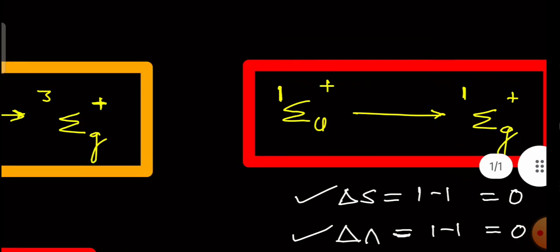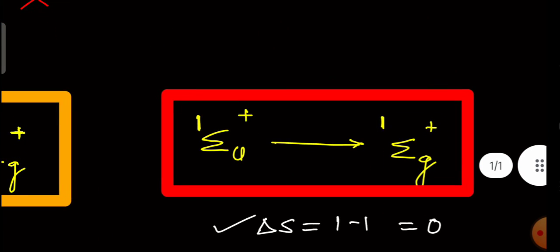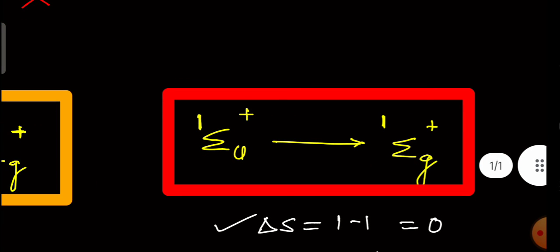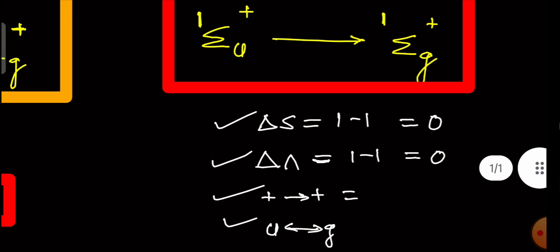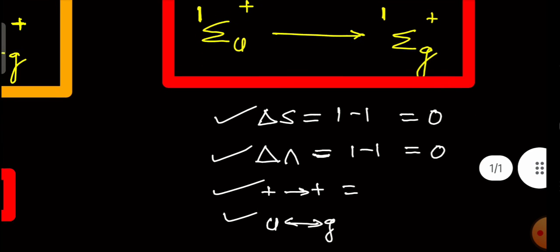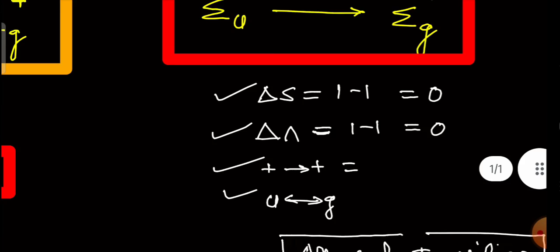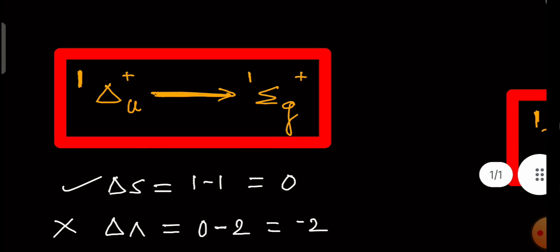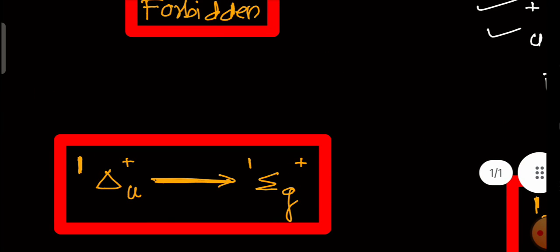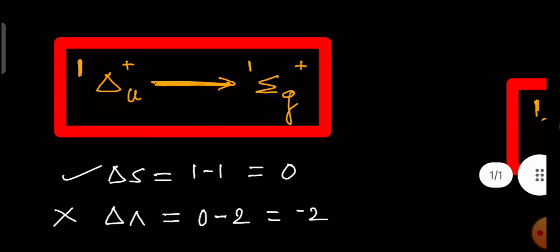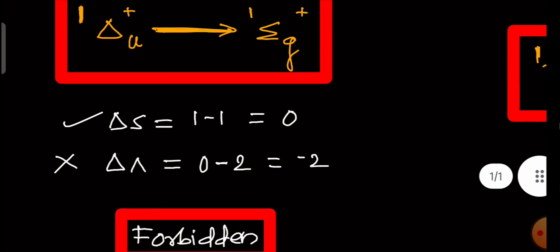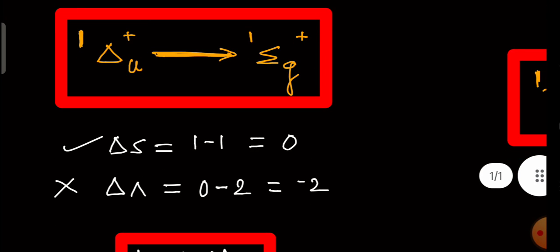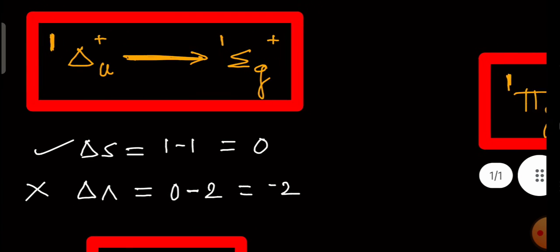Now check this one. If the term is given as 1 sigma u plus to 1 sigma g plus, in that case delta S is 0, delta lambda is equal to 0, plus 2 plus is allowed, and u to g is also allowed. So it is an allowed transition. Then we have another, 1 delta u to 1 sigma g plus. It is forbidden because of delta.